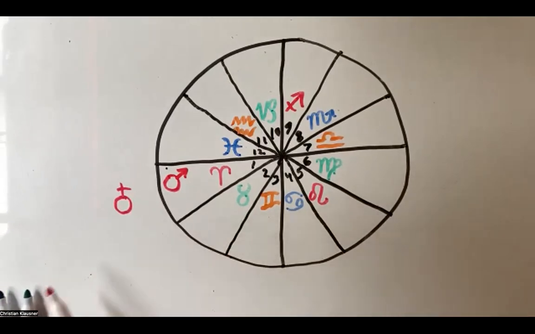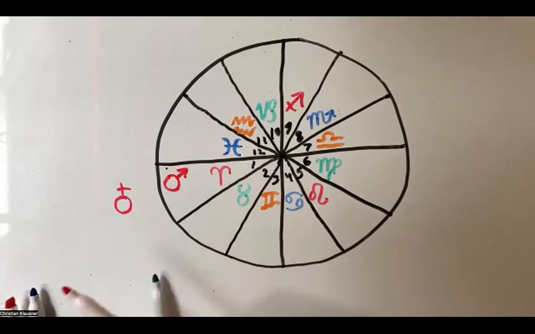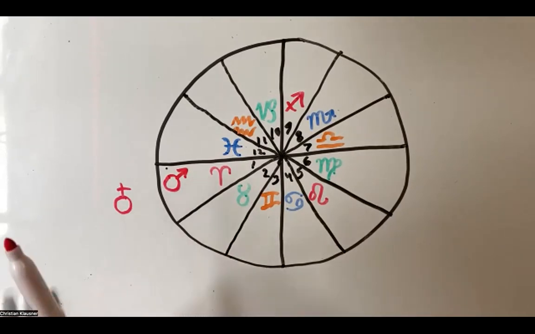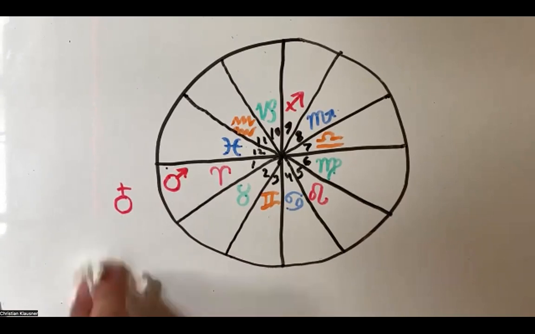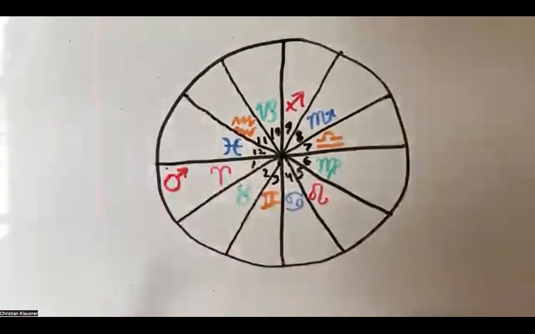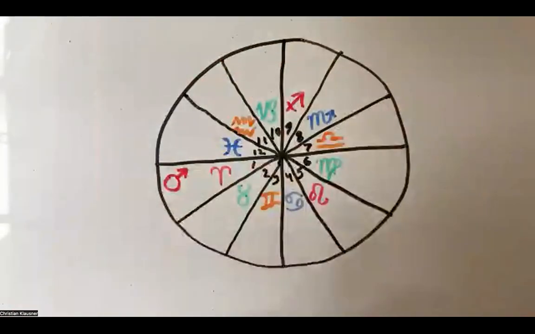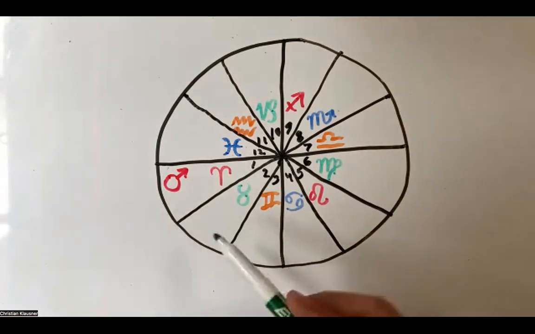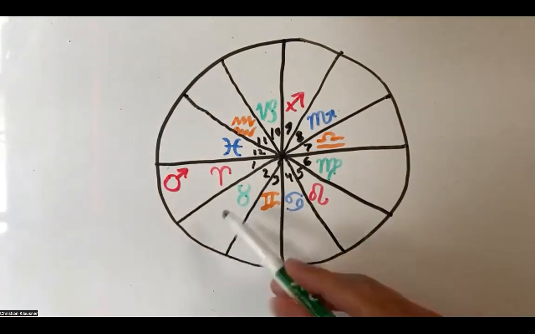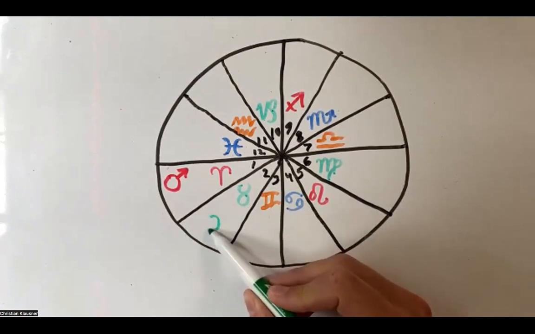So Mars does show where we get into our ego, where we get all into ourselves and what we want. Mars is the source of anger. It rules the emotion of anger. Anger is all about the self. So that's Mars. Okay. The ruler of Taurus is Venus.